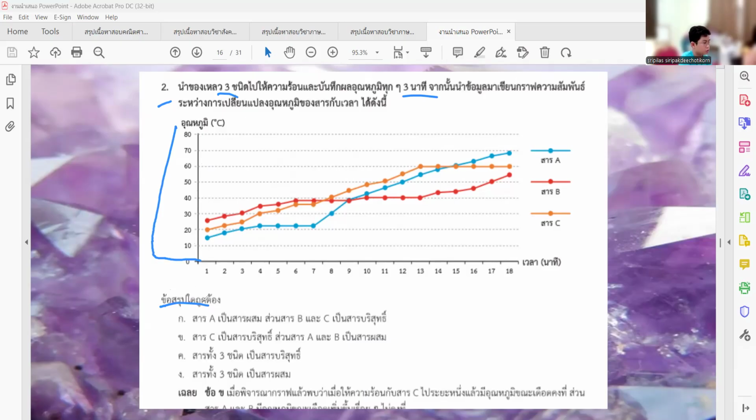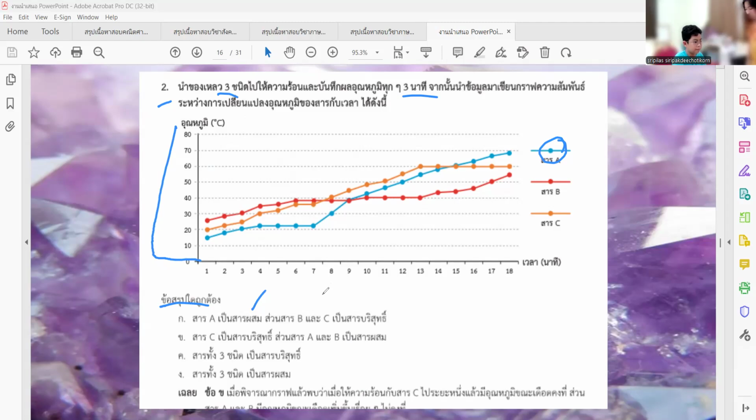Let's see which one is correct. By looking at the graph, let's look at the questions. First, substance A is a heterogeneous substance. This is substance A. It's blue. Look at this. It goes up, then it's stable, and then up again, and up. That means it is a heterogeneous substance.